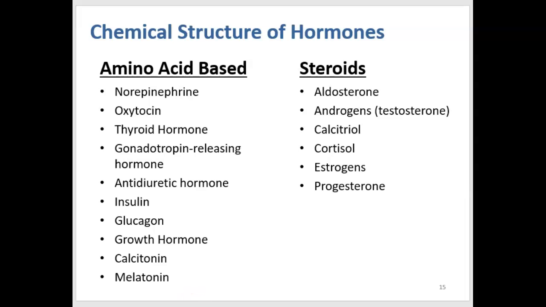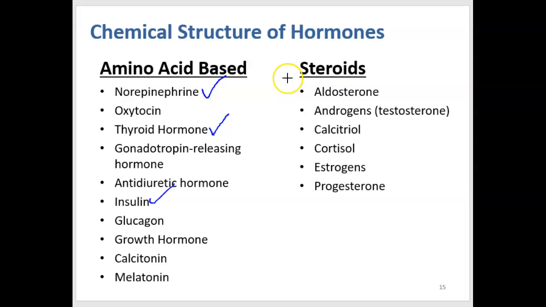So examples of amino acid-based hormones would include the epinephrine and norepinephrine that we've already talked about. Thyroid hormone we've talked about. I haven't mentioned some of these others, but insulin is one that you're probably familiar with. There's a long list of amino acid-based hormones.